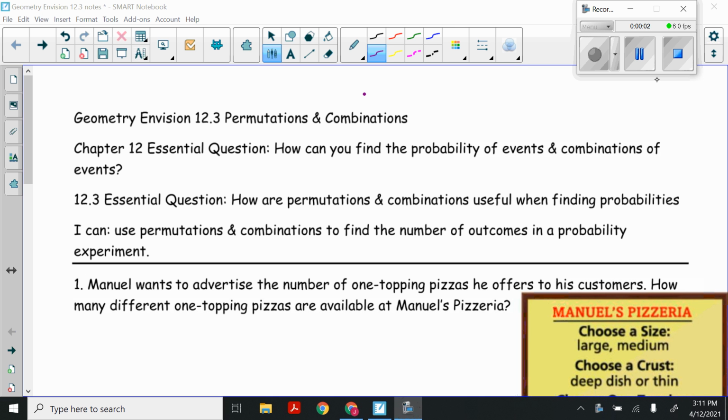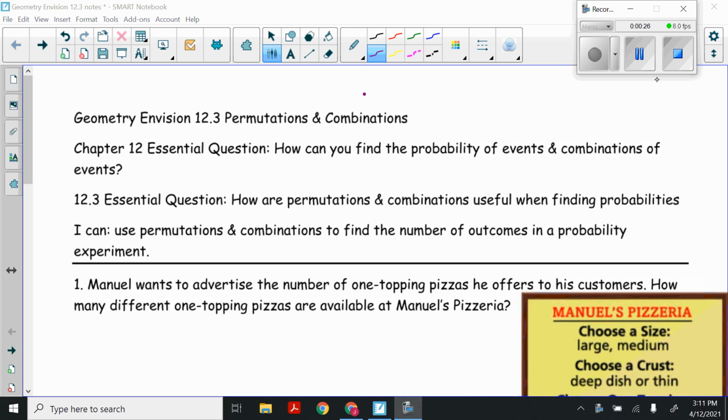All right, today in geometry, we're going to finish up our probability. So we're looking at section 12.3, permutations and combinations. Our essential question: how are permutations and combinations useful when finding probabilities? After today, you should be able to use permutations and combinations to find the number of outcomes in a probability experiment. So let's start with number one.